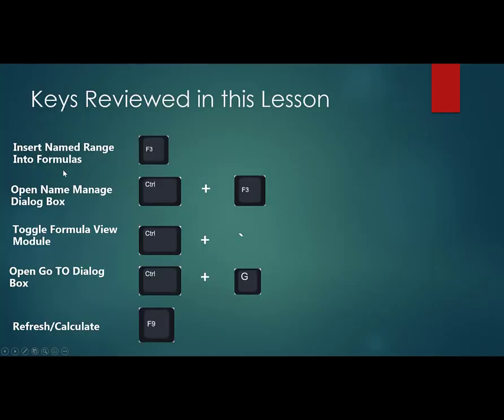We've got inserting the named range into formulas using F3. You can use the named range dialog box using Ctrl F3. You can toggle between formula view and the other view using Control and this symbol right here. And then you can use the Go To dialog box. We're going to talk about that. F9 is a cool feature for refreshing, calculating a workbook or a section, depending on where your mouse is. So let's jump right in.